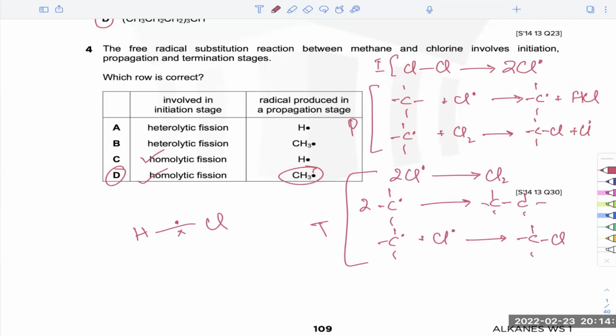So if HCl tries to break up, we have seen it ionize and we have seen it split heterolytically. It's an acid, it splits heterolytically. Homolytic fission is pretty much impossible. Get it?